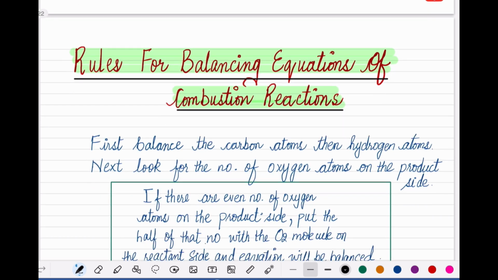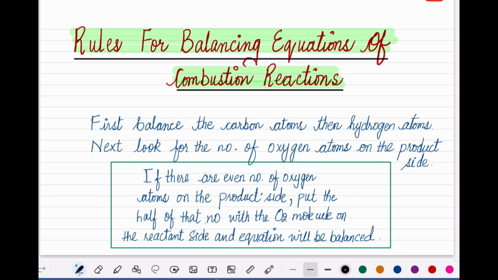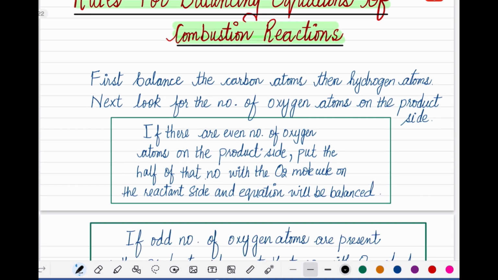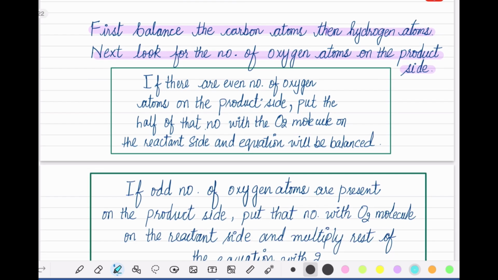Now we will discuss these rules for balancing in detail. In order to balance the chemical equations for the combustion reaction, first of all balance the carbon atoms on both sides of the equation. Then hydrogen atoms. Next, look for the number of oxygen atoms on the product side. If there are even number of oxygen atoms on the product side, put the half of that number with the oxygen molecule on the reactant side and equation will be balanced.